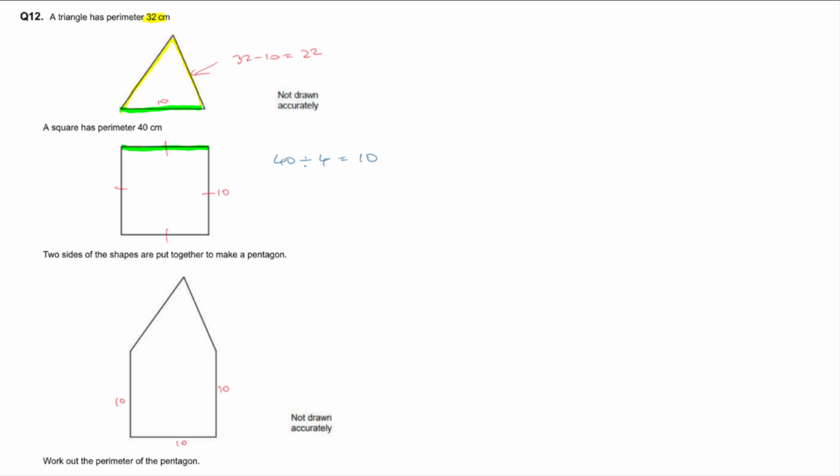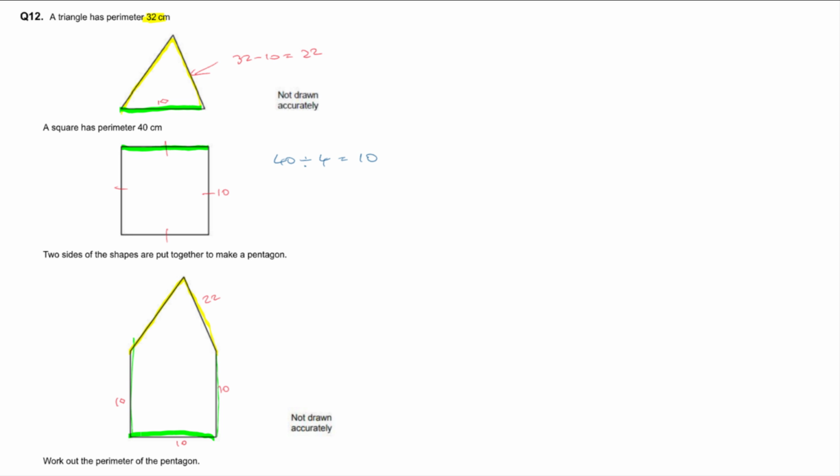Now I don't know the exact length of each of those two sides, but I know they combine together to give me 22, and that's all I really need to know actually, isn't it? Because if you think about it, these two lines here I know must add up to 22, plus I know I've got my 10 and my 10 and my 10.